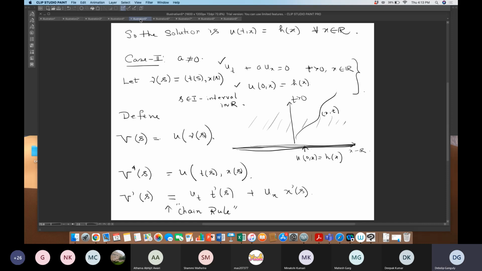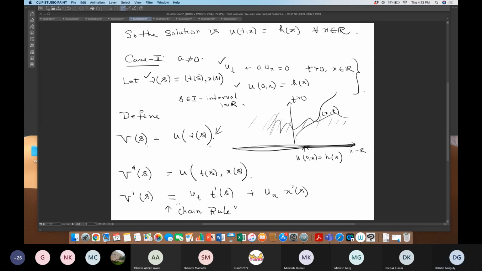Next case, when a is not equal to 0, we have to solve this. I take a curve gamma of s, (t(s), x(s)), a curve in this (t, x), or t cross R, domain. Now I define a function v of s, which is a single variable function, because I define it as a composition with u of gamma s.